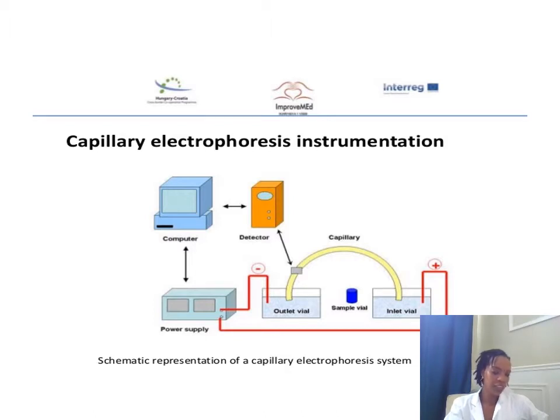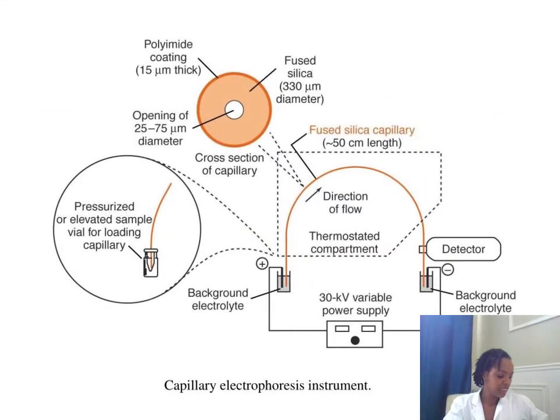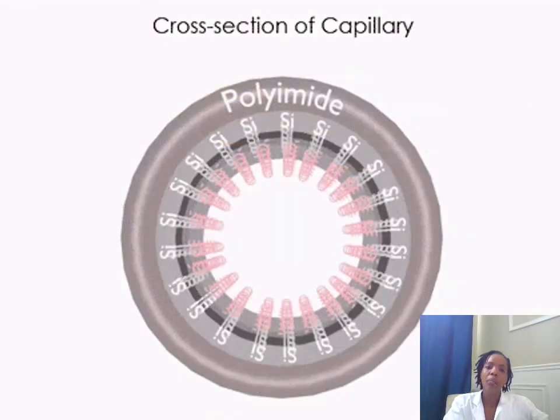Initially, the capillary is filled with buffer, and the sample is loaded, applying an electric field, performing the separation. Detection can be made directly through the capillary wall. So detection can be made right here. A cross-section of a capillary tube.